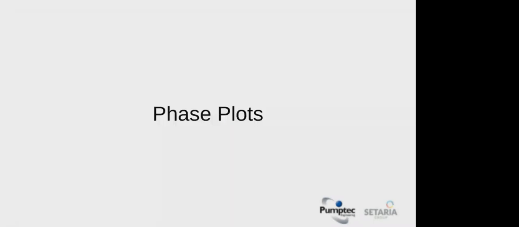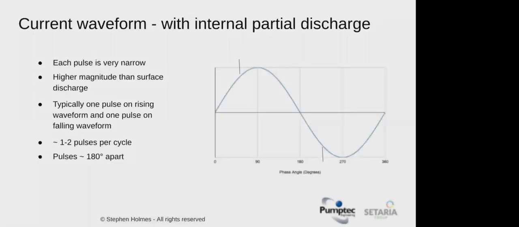Now I'm going to introduce phase plots because this is important for our case study later. This is where we plot the partial discharge activity over the mains cycle. So first of all, if we were to look at internal discharge, what we'd get is one little current spike every time the mains voltage becomes sufficiently high. So you get one on the rising waveform and one on the falling waveform.